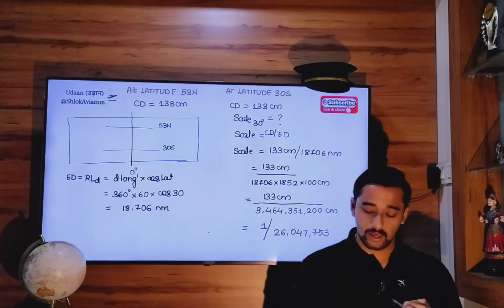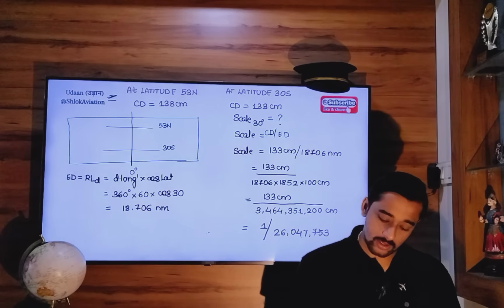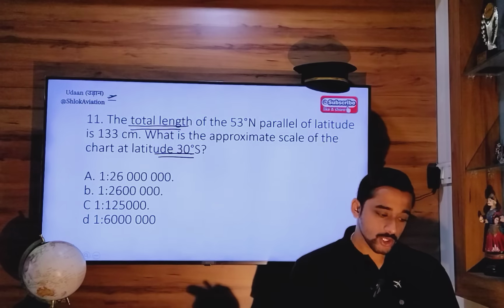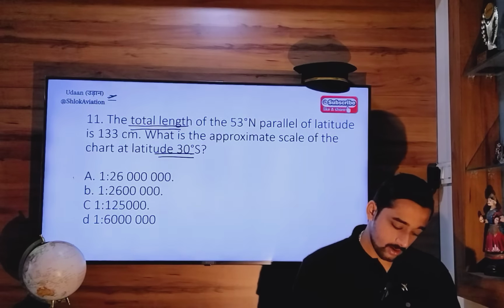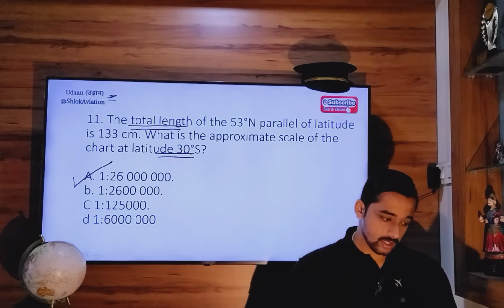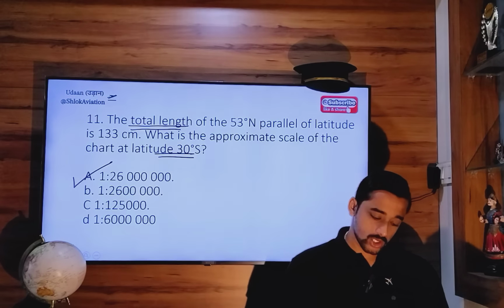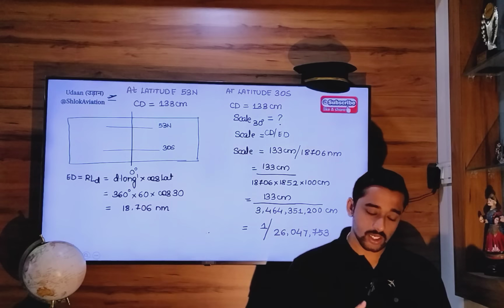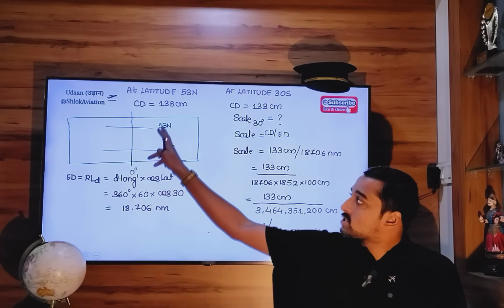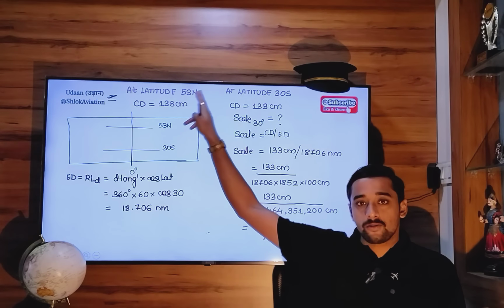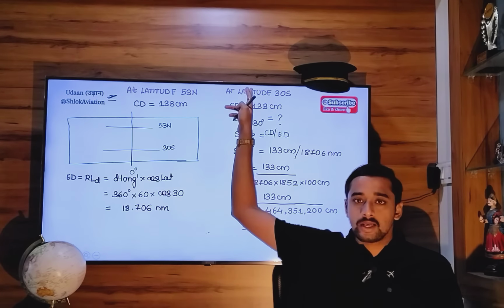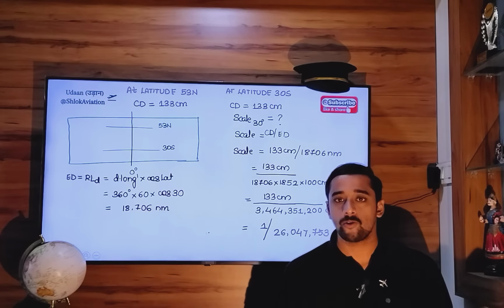26047753 is approximately 2 crores 60 lakhs something. So the closest option here will be option alpha, 26,000. Yeah, option alpha, the closest option. So this is how you do this sum. Just remember this fact that the chart distance for 53 north will be equal to the chart distance for 30 degrees south latitude or any other latitude for a Mercator chart.